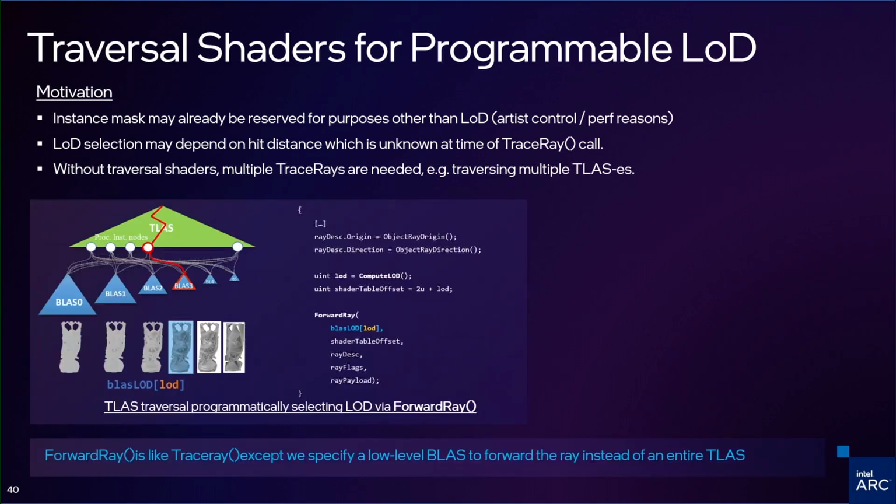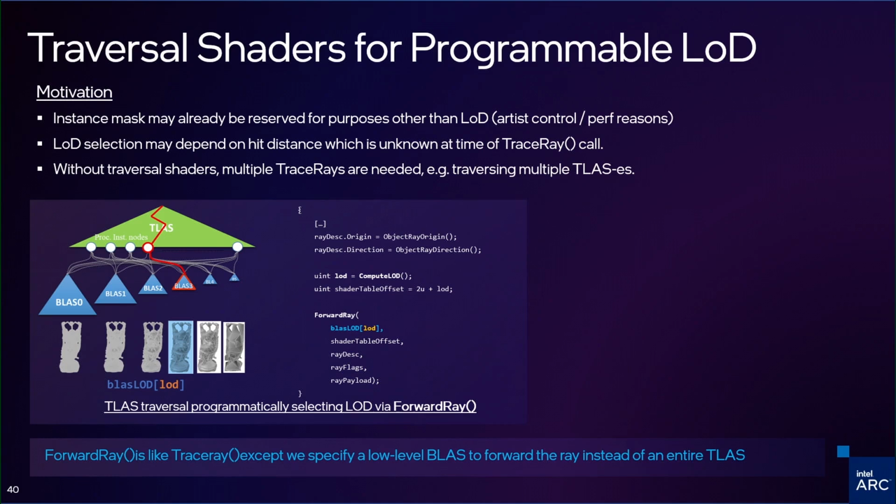So what does this look like in practice? I have a little bit of pseudocode here on the left-hand side. The key feature is that in this code executing on the GPU, we have a new call very similar to trace ray. We call this forward ray. The key difference between forward ray and trace ray is that instead of the first parameter being the top-level acceleration structure you're going to trace into, you're passing a bottom-level acceleration structure.